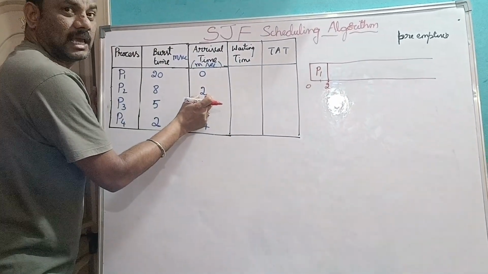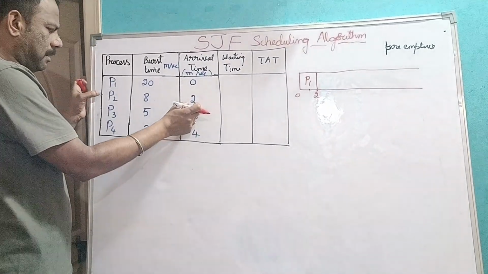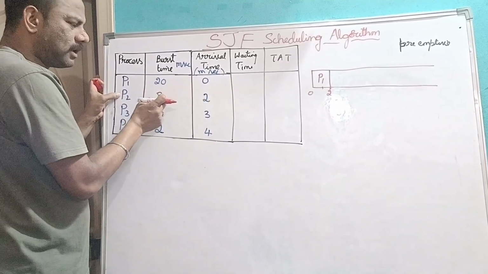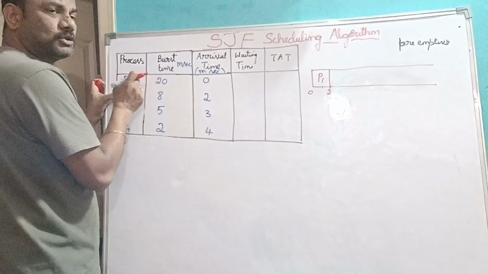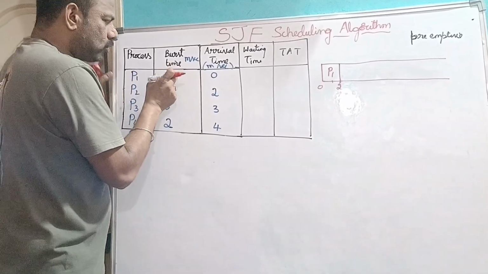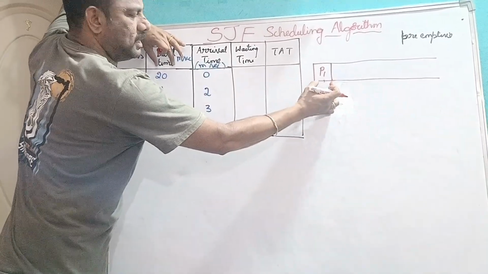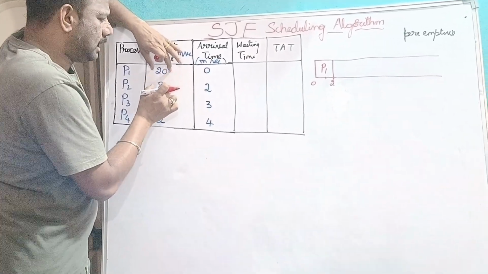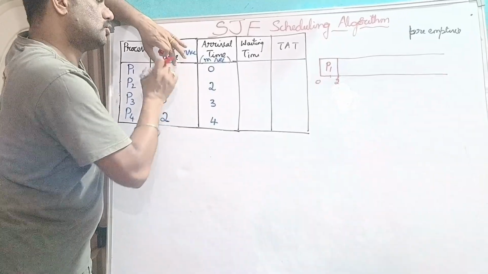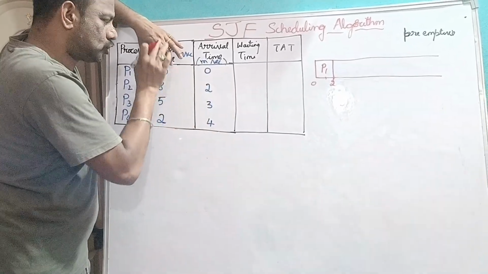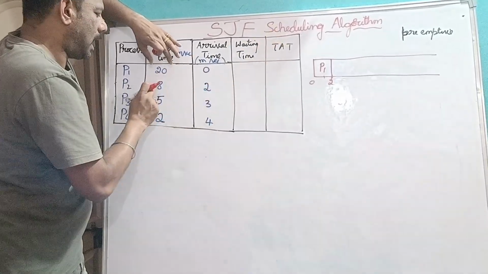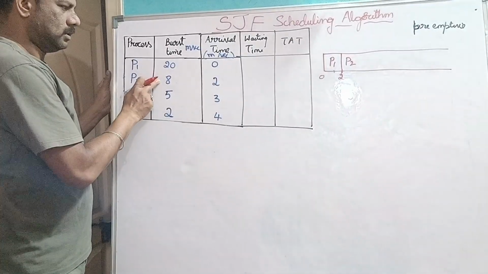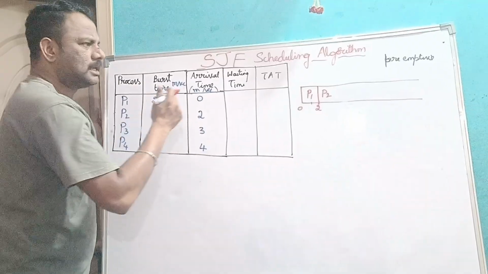now one more process comes, which is process P2 at the 2nd millisecond. When process 2 comes, it requires 8 milliseconds. But process 1 requires 20, out of which 2 milliseconds are already executed. It requires only 18 remaining, which is longer. So I stop P1 and I start P2. When I start P2, it requires 8 milliseconds.